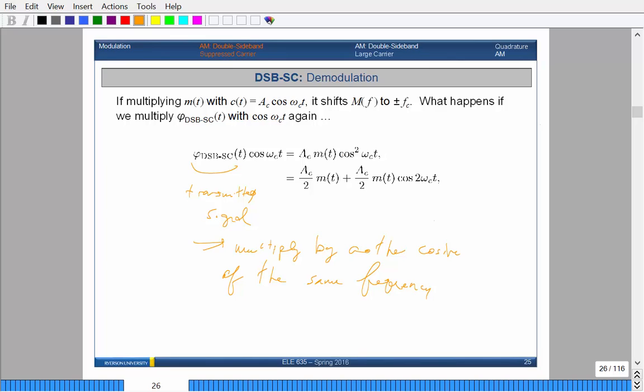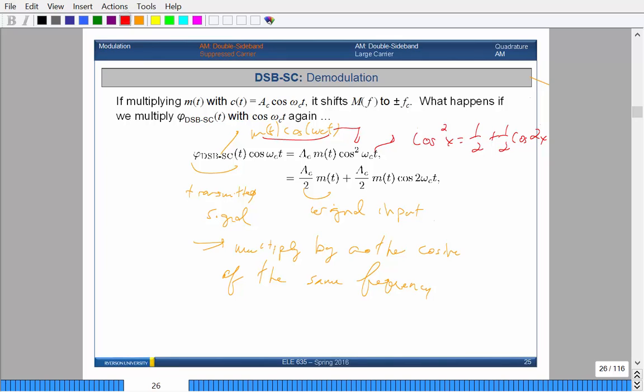This is what happens. This here was m(t) cos(ω_c t). Now, if you multiply this again by a carrier with the same frequency, once you multiply with your cosine, we get cosine squared. If you remember the property for cosine squared, it becomes 1/2 plus 1/2 cos(2x). So that's what's happening here. And notice that we have the original input, so this is the original input.